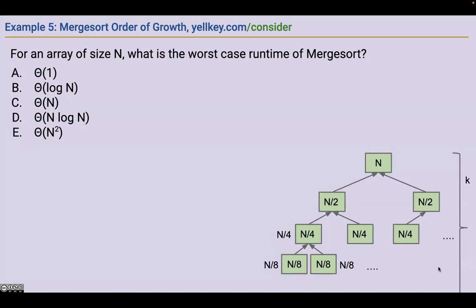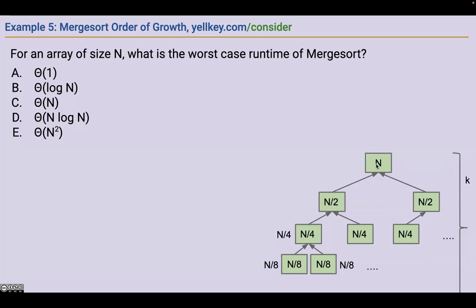And if you do it again at the next layer, you have 8 arrays. Each one takes n over 8 time to produce, and you get n again. So it seems like at every level, the amount of work done is n, n, n, n. And so if I want to add up the total amount of work done, I just have to figure out how many levels there are.